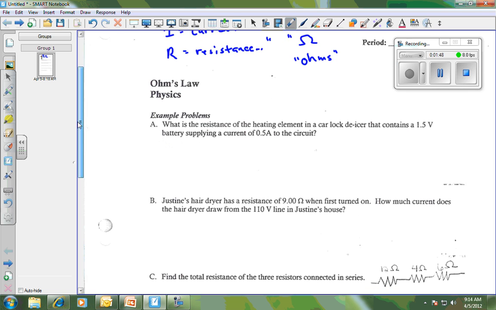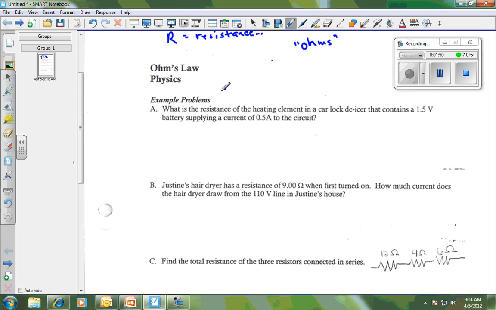Okay, example A. What is the resistance of the heating element in a car-locked de-icer that contains a 1.5 volt battery supplying a current of 0.5 amps to the circuit? All right, so here's our formula. Voltage equals current times resistance. We are looking for what? Resistance. So we have to solve for resistance.